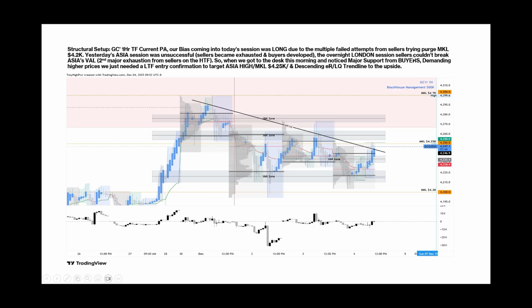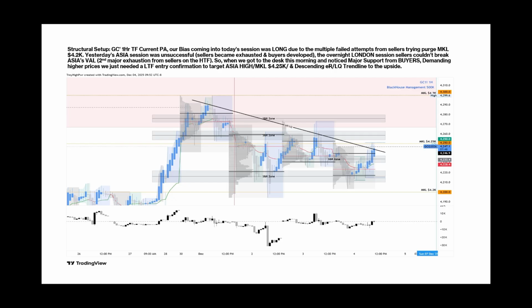In the overnight London session, sellers couldn't break Asia's value area low, the second major exhaustion from sellers on the higher time frame. So when we got to the desk this morning and noticed major support from buyers demanding higher prices, we just needed a lower time frame entry confirmation to target Asia's high, major key level 4.2K, and the descending external range liquidity trend line to the upside. So this was the structural setup here on the 1 hour time frame, the higher time frame.